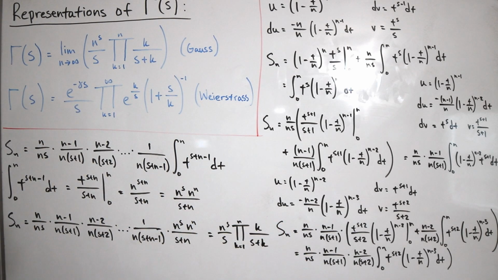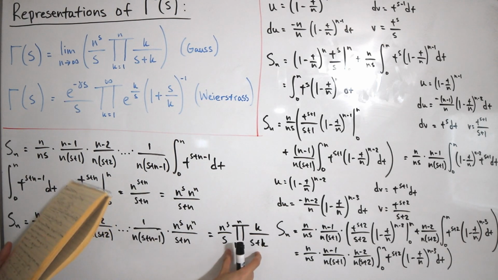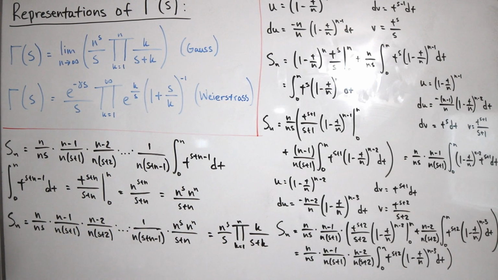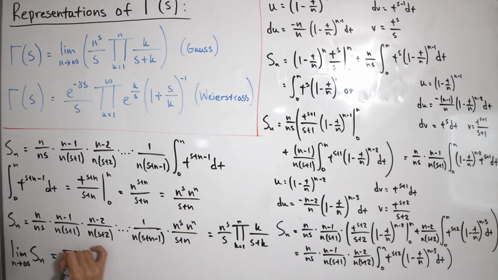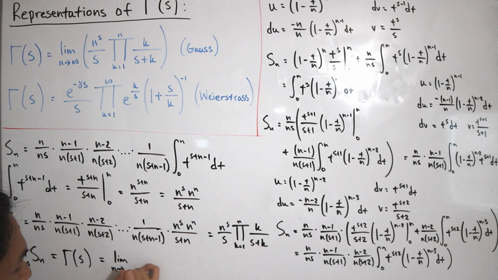Okay, and so therefore the left-hand side over here is going to equal the right-hand side over here. What's nice is that if I now finally take the limit as n approaches infinity of s sub n, we said earlier from that whole derivation that it approaches gamma of s. In other words, taking the limit of this side as well is going to give us the derivation that we want to show for Gauss's representation of gamma.